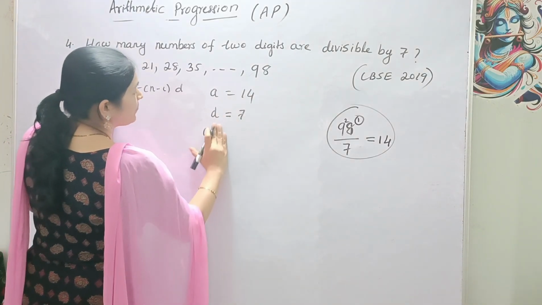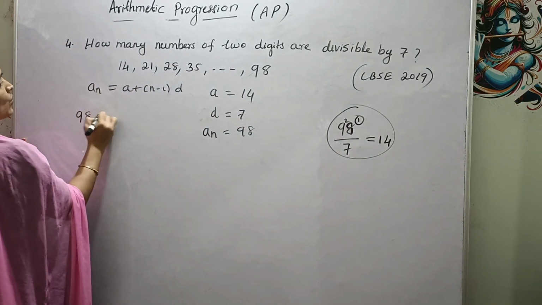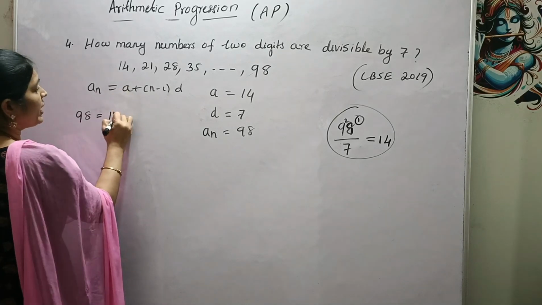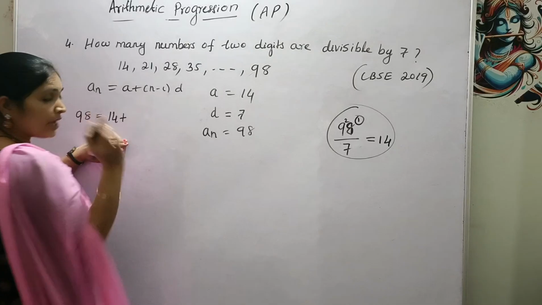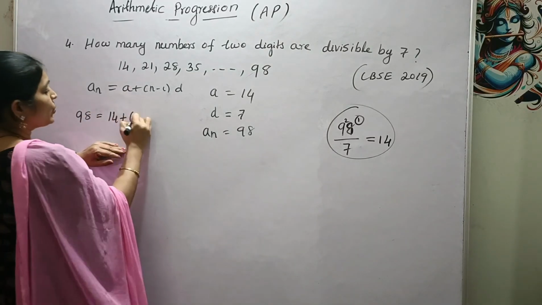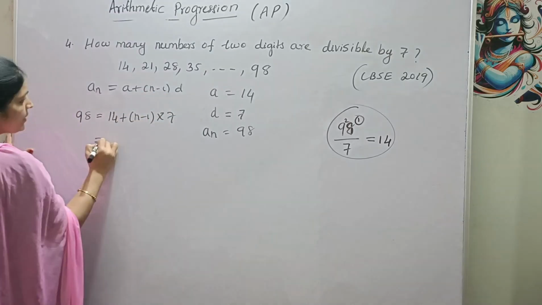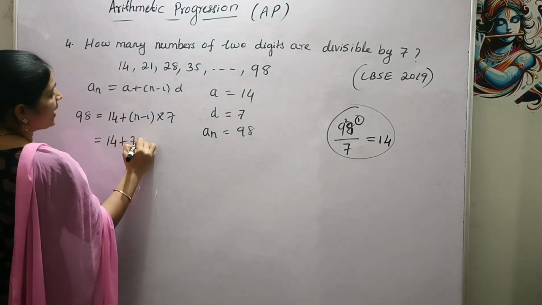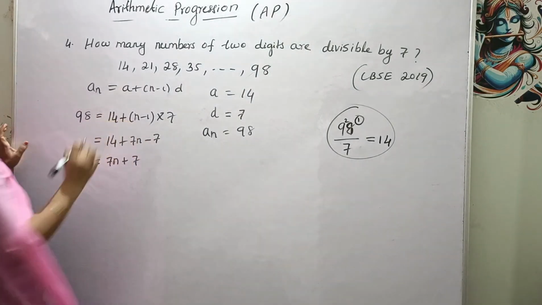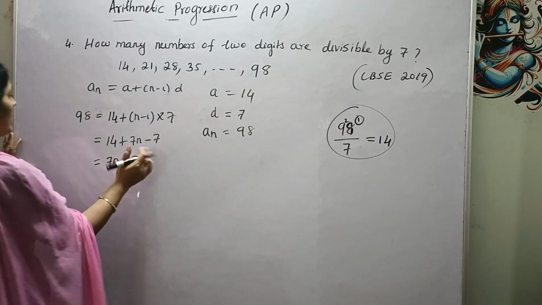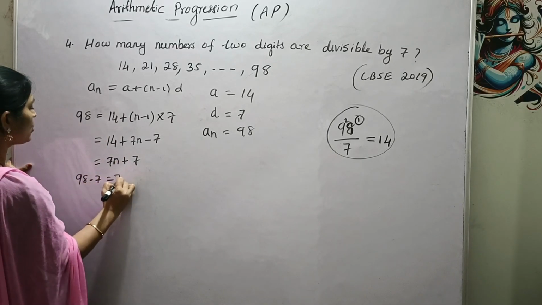Then we have to find n. An is equal to 98. So 98 is equal to a plus n minus 1 into d, that is 14 plus n minus 1 into 7. That is equal to 14 plus 7n minus 7, that is equal to 7n plus 7. Now, 98 minus 7 is equal to 7n.